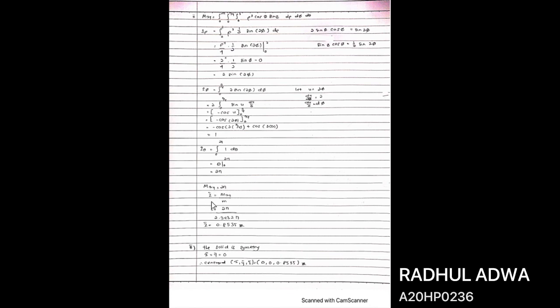To get z, we can use the formula Mxy over M. Our M is 2.3432 pi. Solve the equation and we get the answer 0.8535. For the last part, we need to state the center of mass. From the graph, we can conclude that our x and y are equal to 0, and our z is equal to 0.8535. So the answer will be 0.8535.